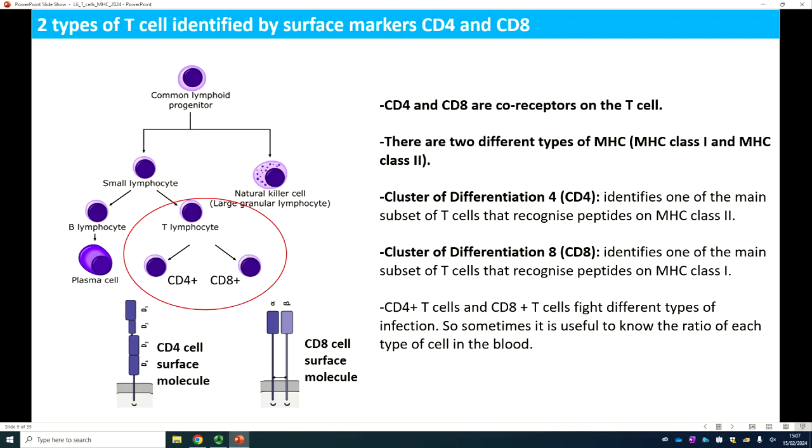The levels or ratios of CD4 and CD8 T cells in the blood vary depending on the type of infection that you want to fight. So it can be a good indicator to know these levels and see how they might fluctuate in the blood in response to diseases or infection and things like that.